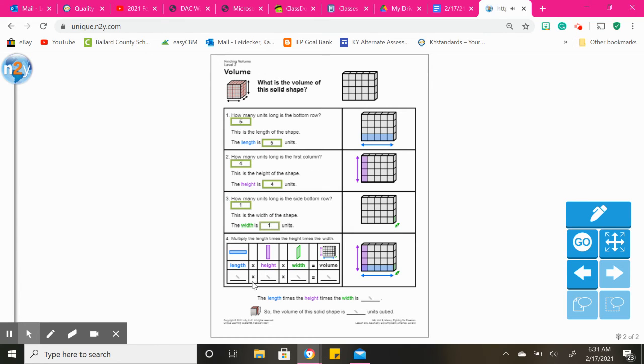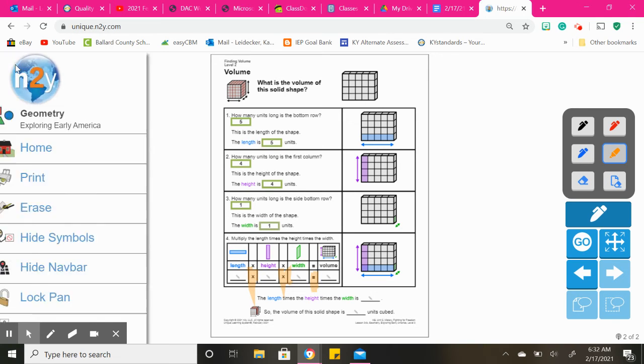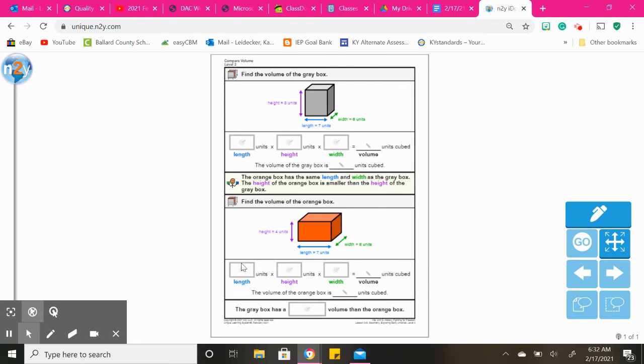Then you take the length, the width, and the height, and that will give you your volume when you multiply. So you have to multiply. In your calculator, you will put the multiplication sign in to get your answer. And then the very next geometry box again is going over the length, the height, and the width of this gray box. You complete those based on the length, the width, and the height, and you multiply to get the volume in units cubed.